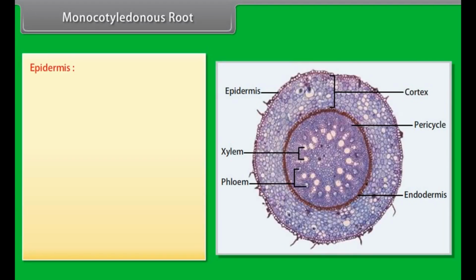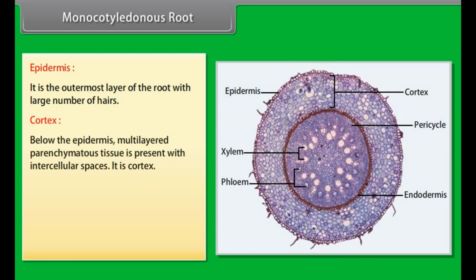Monocotyledonous root. Epidermis. It is the outermost layer of the root with a large number of hairs. Cortex. Below the epidermis, multi-layered parenchymatous tissue is present with intercellular spaces. It is cortex.